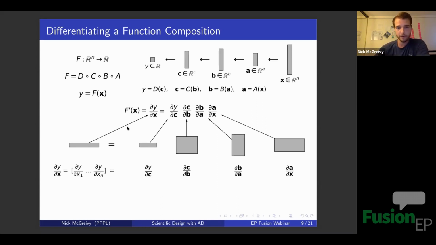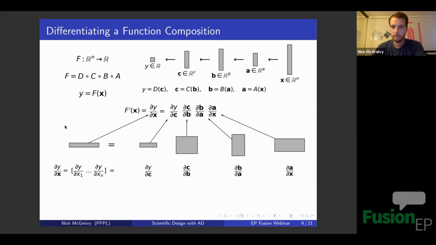Well, like we said, the derivative of f is given by the multiplication of the elementary Jacobian matrices of each step. Since A is going from R^n to R^a, you have this square matrix, then this rectangular matrix, and then a series of rectangular matrices. At the end, because we have a scalar function, our last elementary Jacobian is 1 by R^c. If you multiply these together, you get the Jacobian, right?